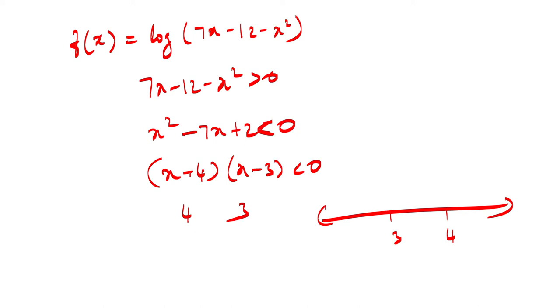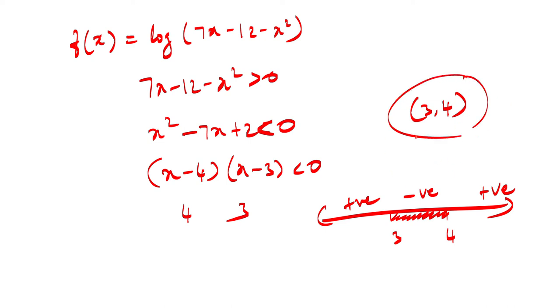And the coefficient of x square is definitely positive. So let us start with positive, negative, positive. As it is less than 0, we shall just take this into consideration, 3 to 4. So what is the domain? Domain of this logarithmic function is 3 comma 4, open bracket. We are not including 3 and 4, because if we include 3, it will be 0. If we include 4, it will also be 0, but the condition is less than 0, right? So the domain of this logarithmic function is 3 comma 4.